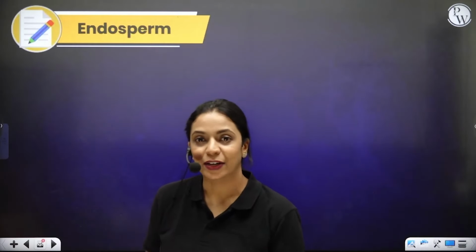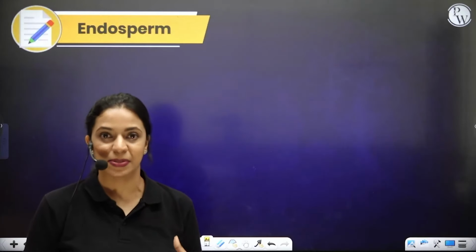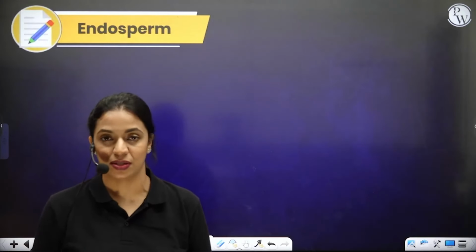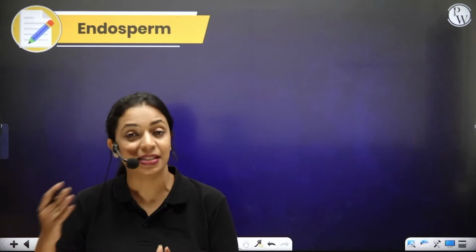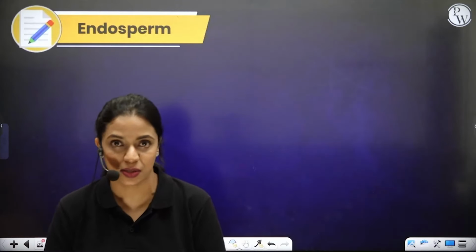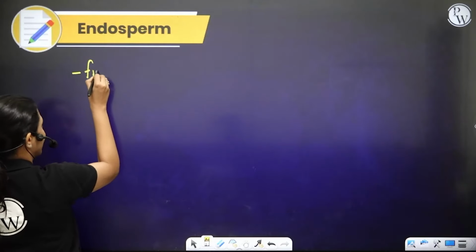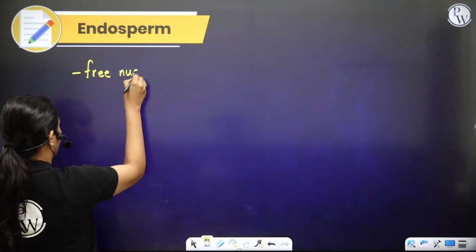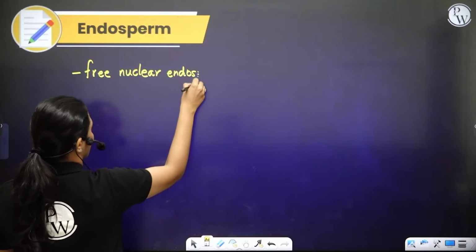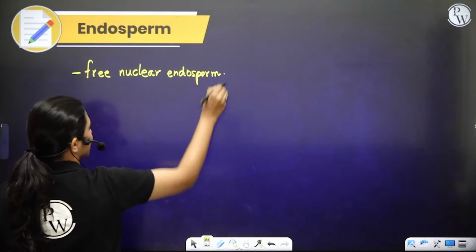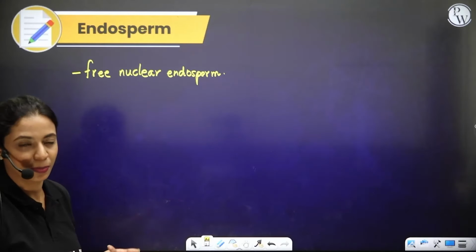Usually what happens is, once the primary endosperm nucleus is formed, the primary endosperm cell will start undergoing mitotic divisions. Usually it will be free nuclear divisions where karyokinesis is taking place. Immediately after karyokinesis, cytokinesis will not take place. As a result, it will form a free nuclear endosperm, which is multinucleate. The tender coconut water that we drink is an example for free nuclear endosperm.